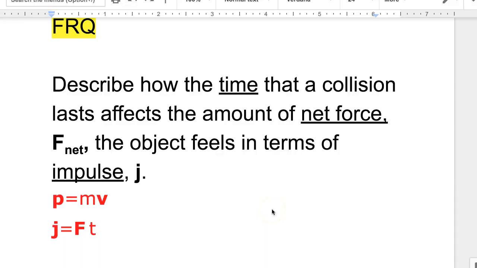So in your free response question, I would like you to use the word impulse, and momentum, and describe how the time that a collision lasts affects the amount of net force the object feels in terms of its impulse J. This should be a simple two-sentence answer, just describing net force and their relationship. Think about whether it's a direct relationship or an inverse relationship between time and net force. Feel free to go back in the video and take a look, then answer the free response. Please also think about how you might apply what we've learned here to your egg drop in order to keep that egg safe.